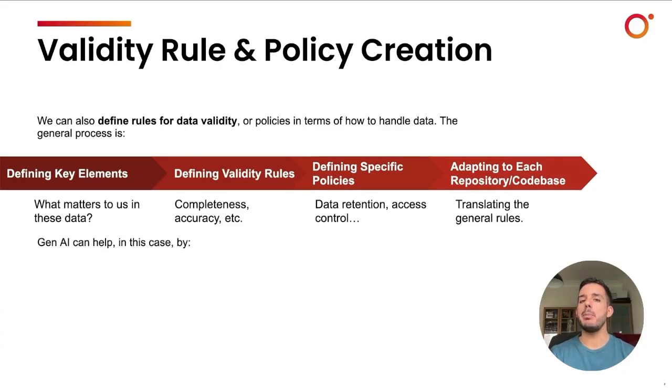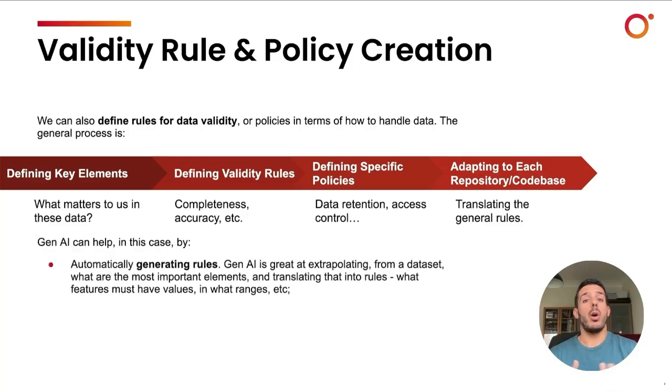So how can GenAI help in general terms? Well, first, it can automatically generate the rules, right? It's the simplest use case, but it is a powerful one. GenAI is very good at extrapolating from a data set what are the most important elements and translating those into rules. What are the features that must have values, in what ranges, and so on. In our example, if you have a data set of financial transactions, you may calculate what are the entries that may need to have a specific value or what are the value ranges. But you can also dump the data set onto an LLM and ask it, what are the data validity rules for this specific data set? That's it. And actually, in many cases, it's not going to tell you exactly what you need to know, but it's going to give you a rough boilerplate that you can work on.